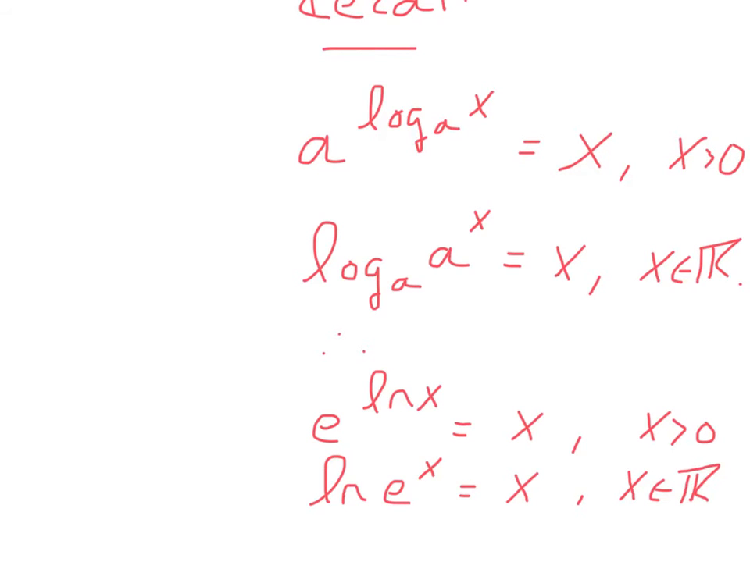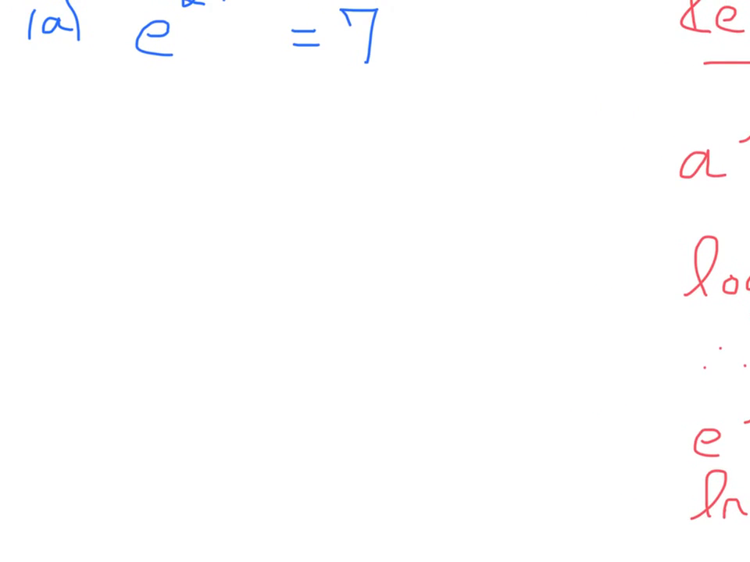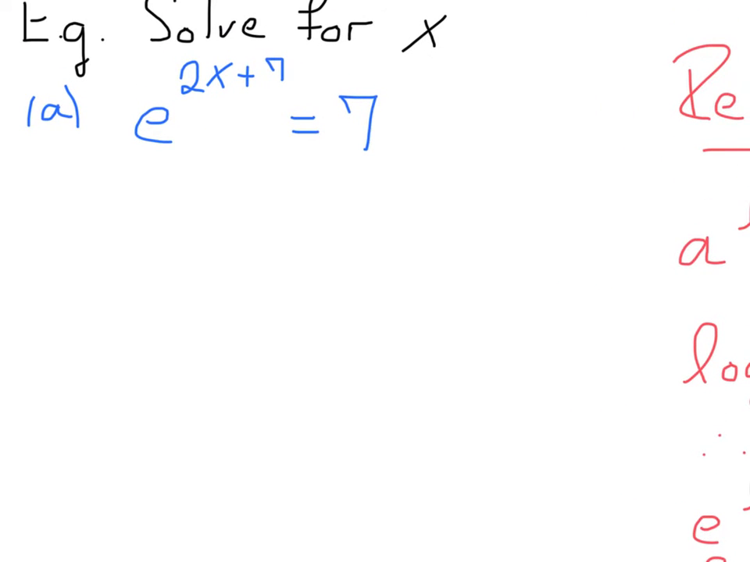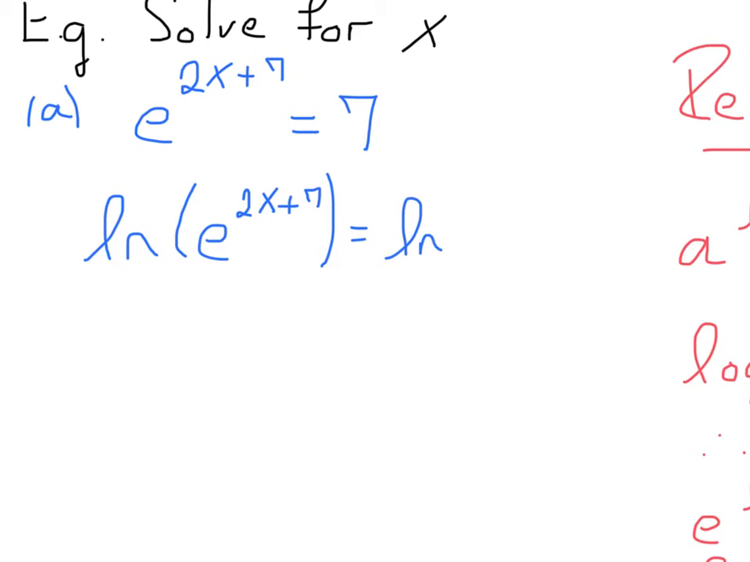Okay, so back to our problem over here. We have e to the 2x plus 7 is equal to 7. I want to get rid of this e here in order to solve for x, so I'm just going to apply the logarithm to both sides. So we can say that if e to the 2x plus 7 is 7, then the log of e to the 2x plus 7 must equal the log of 7, right? I took the log of the same number on either side.